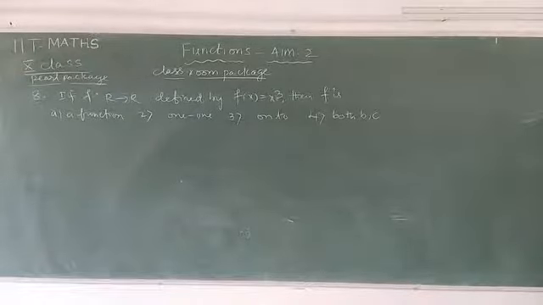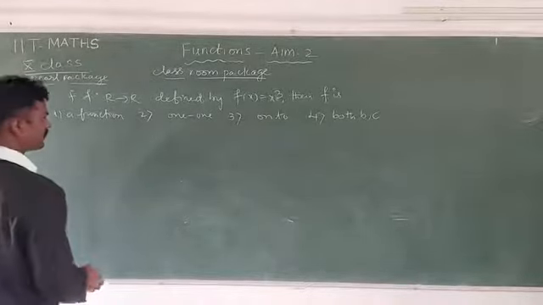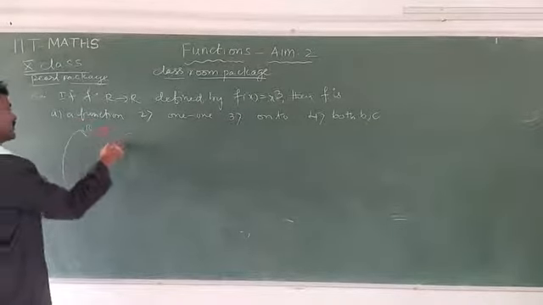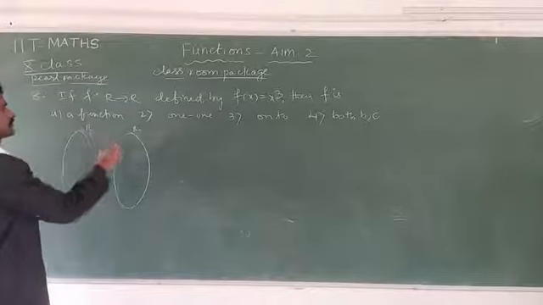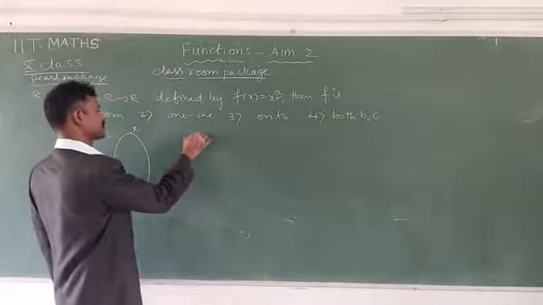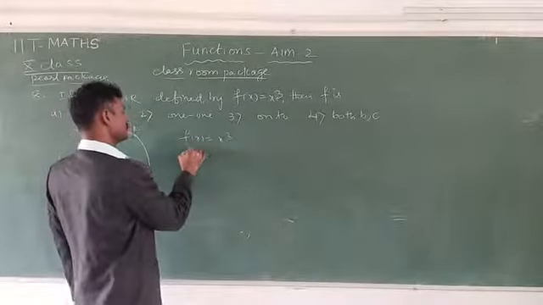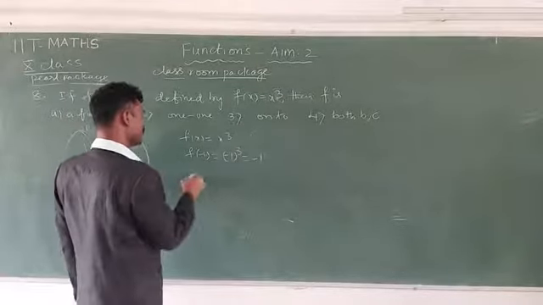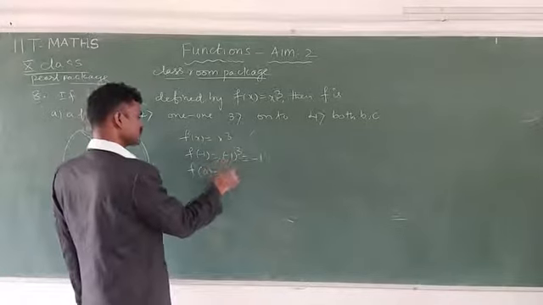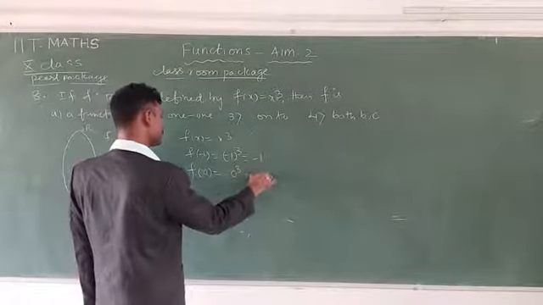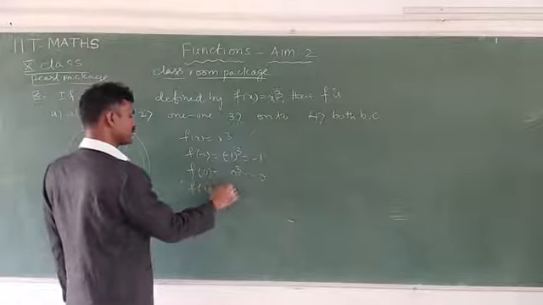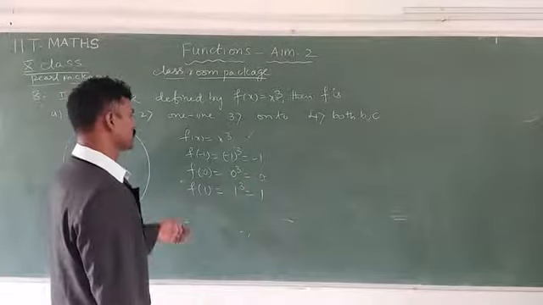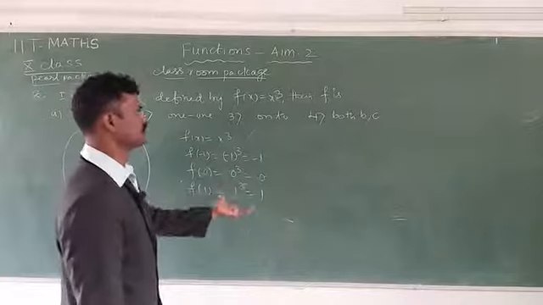Now eighth one, if f is a mapping from R to R defined by f of x is equal to x cube, then f is, see here, this is R and this is also R. Now you can write f of x is equal to x cube. F of minus 1 is minus 1 cube, equal to minus 1, and f of 0 is 0 cube, equal to 0, and f of 1 is 1 cube, also 1, and f of 2 you can write here. Here different elements have different images.